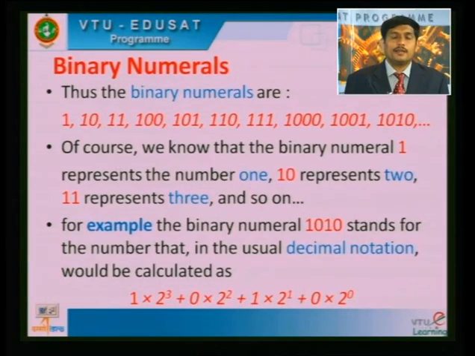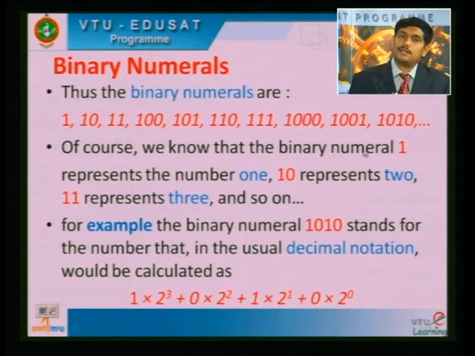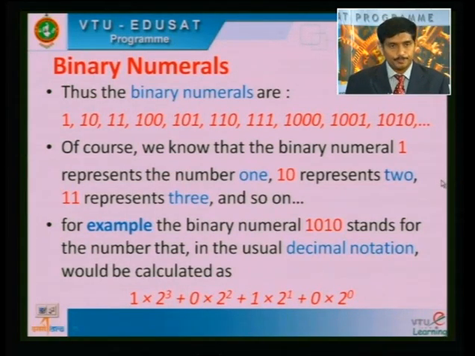Of course, we know that the binary numeral 1 represents the number 1, 10 represents 2, and 11 represents 3. You know the notation of binary digits: 4 can be denoted by 100, and so on. So we can represent the decimal numbers 1, 2, 3, 4, 5, 6 in this way.